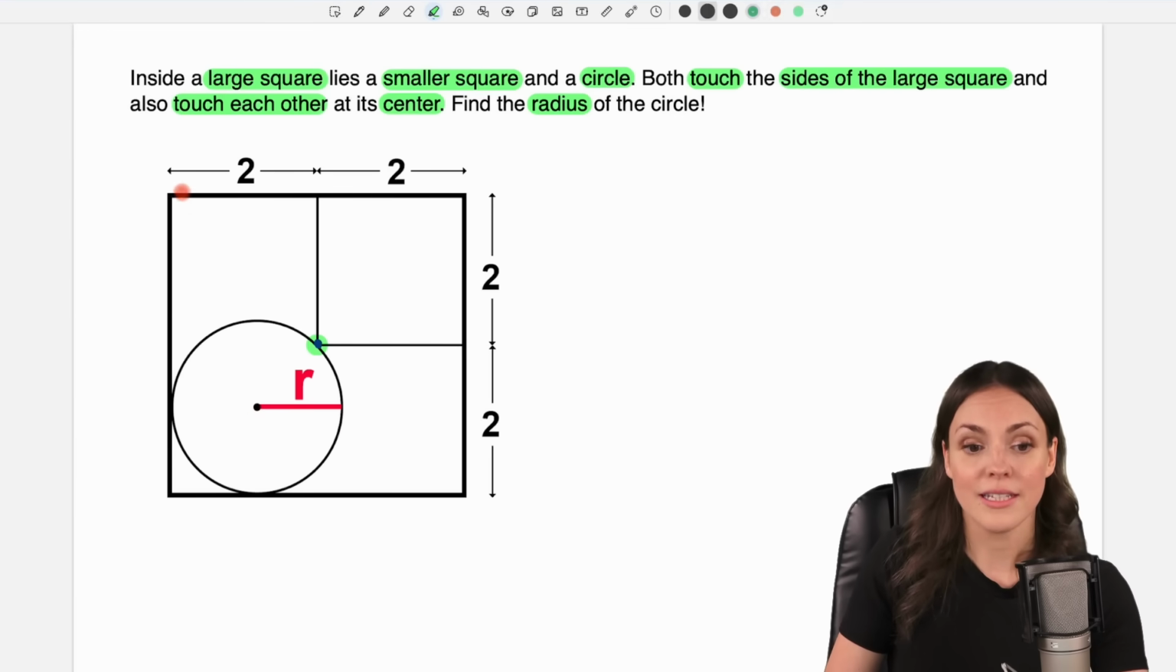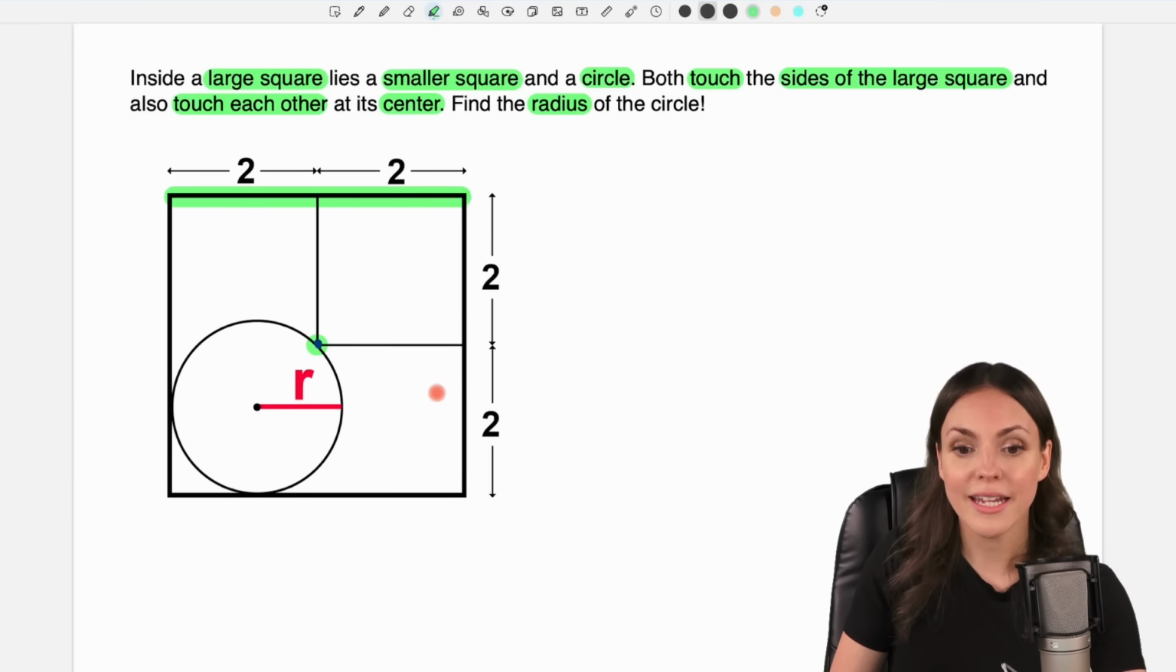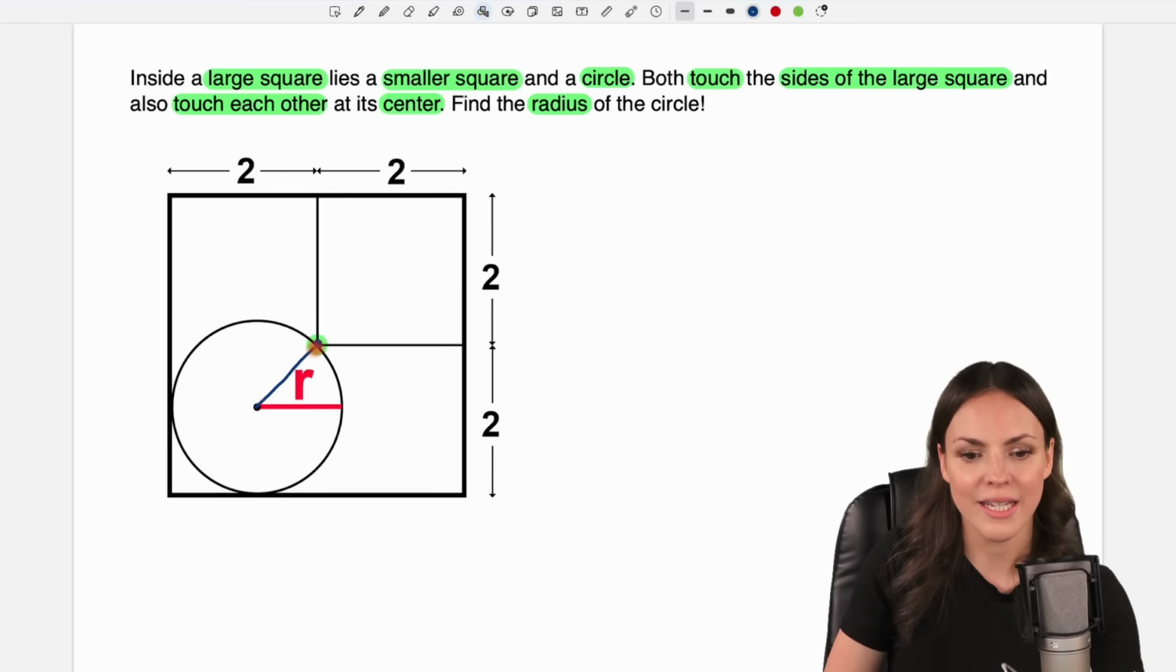We are also given the length of the sides of the large square here and also the length of the sides of the small square. And we want to find the radius, and usually these touching points are very important to be able to solve problems like this. So I want to use this touching point here and connect the center of the circle with this touching point here, because this is also the radius of my circle.